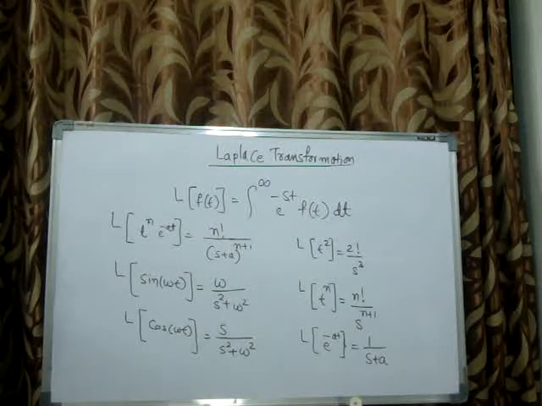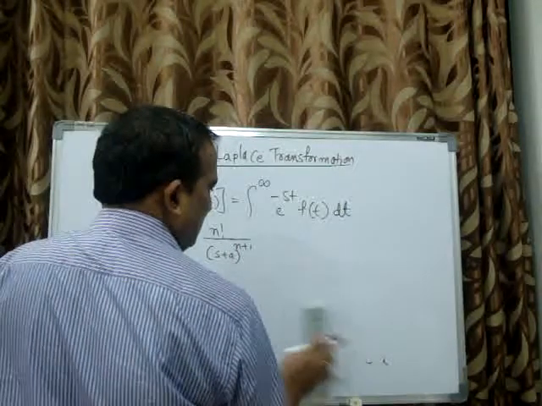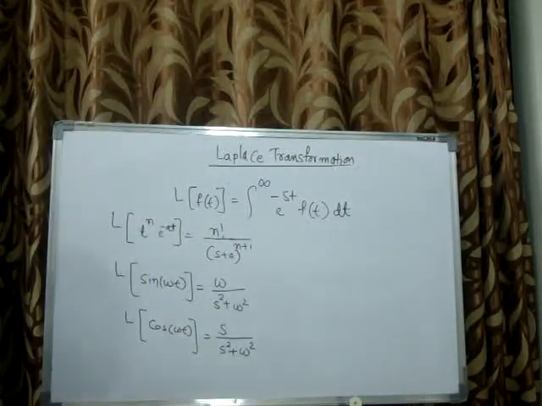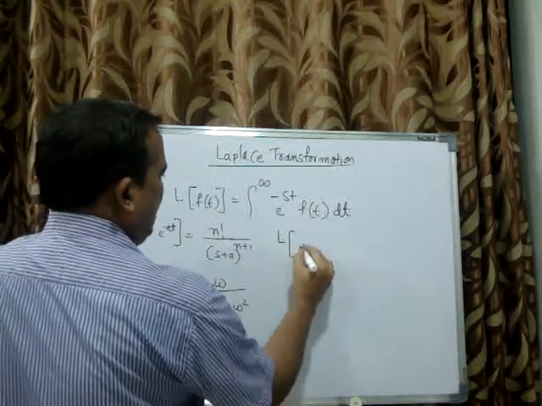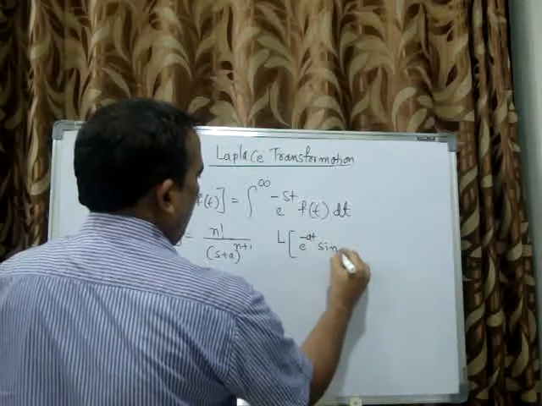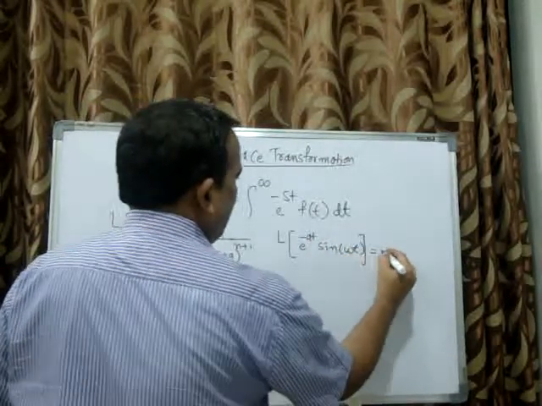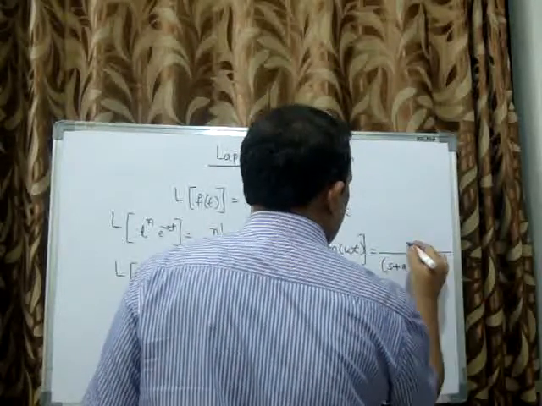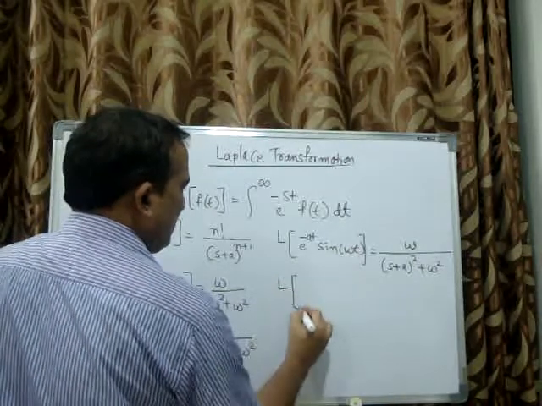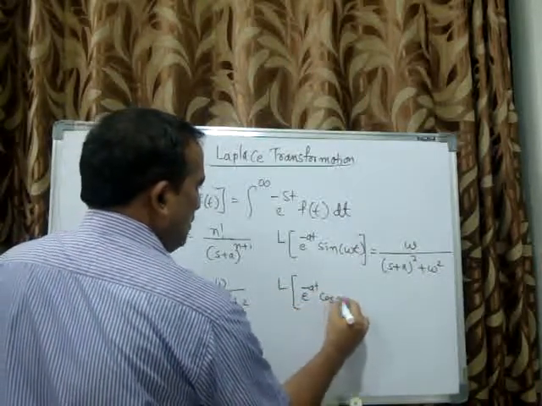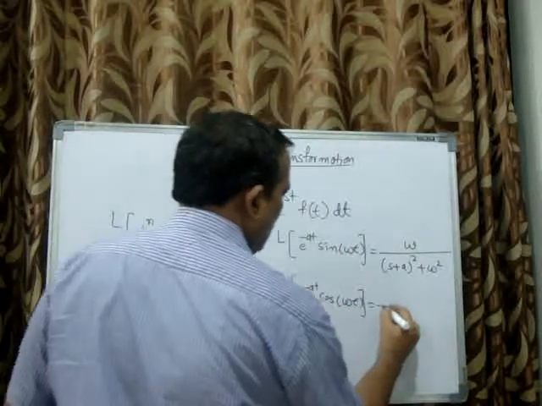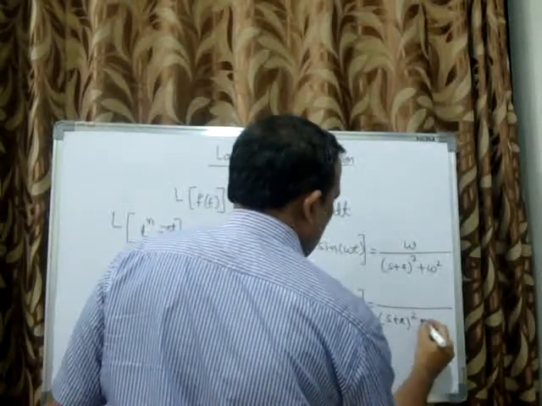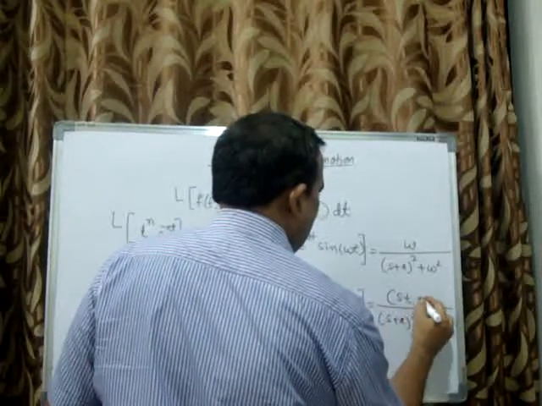Two more important Laplace transforms, which are required in control engineering. Laplace of e raised to minus at combined with sine of omega t is equal to omega divided by s plus a whole square plus omega square. The Laplace of e raised to minus at cos of omega t is equal to s plus a divided by s plus a whole square plus omega square.